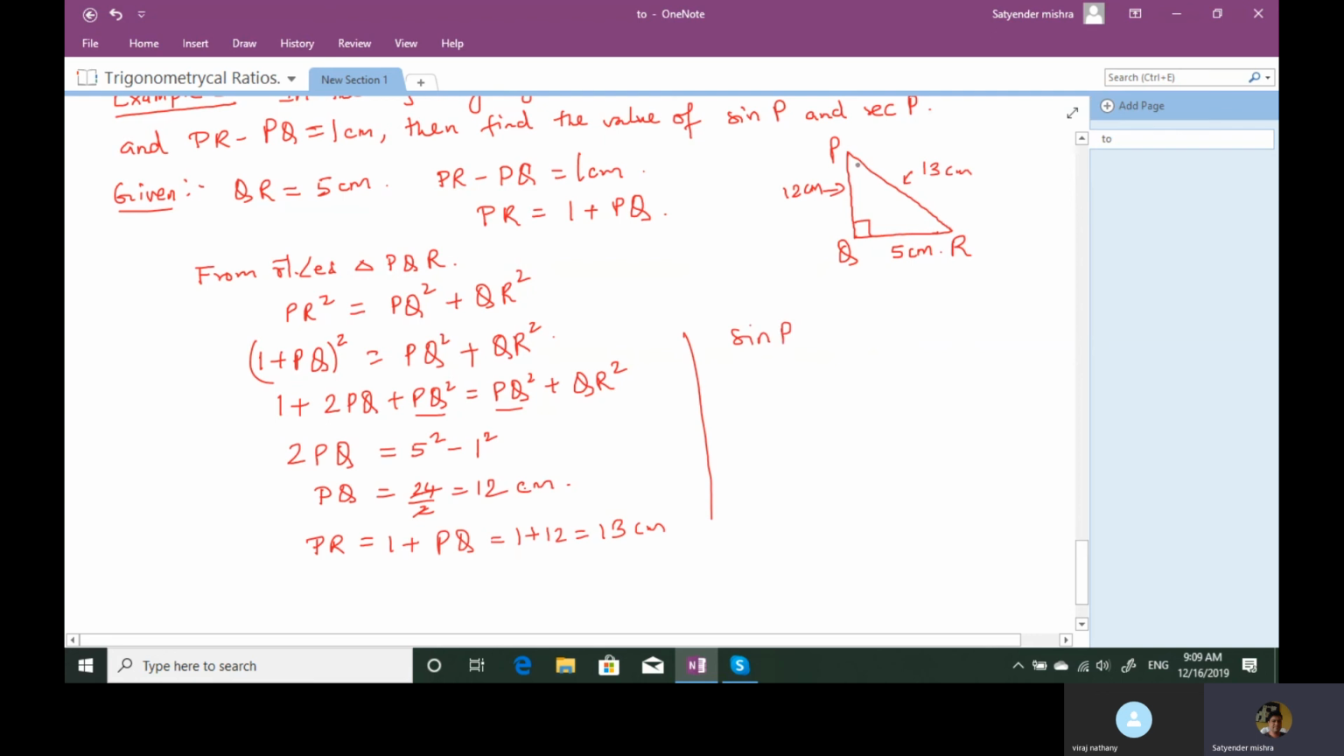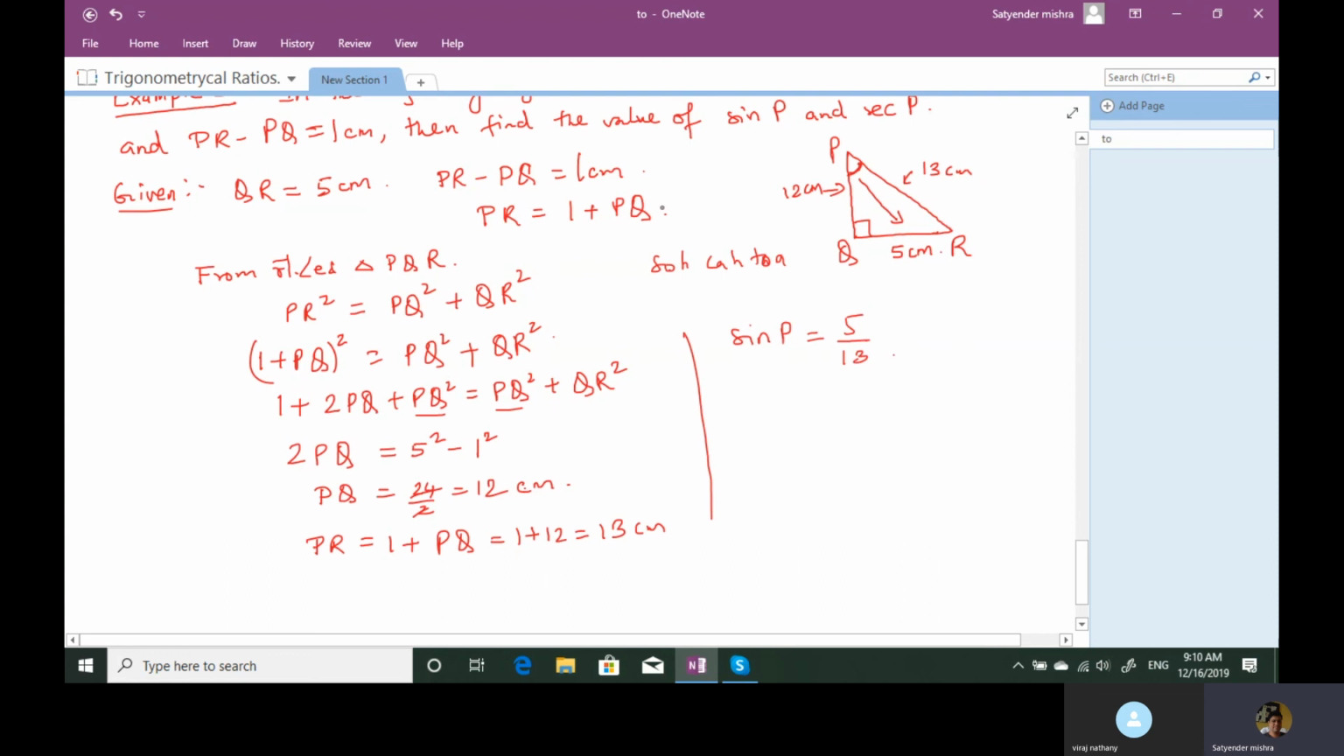Sine P. They are talking about this angle. So opposite of this angle is this, right? Sine is opposite by hypotenuse. So opposite is 5 and hypotenuse is 13. So sine is 5 by 13.